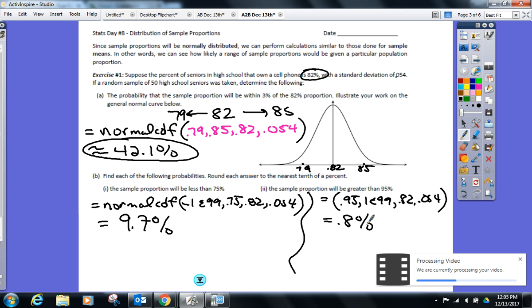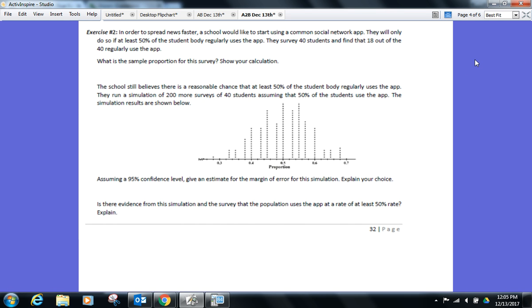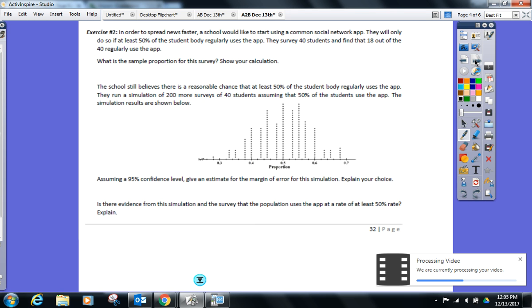Everyone all right? All right, finding that these sample proportions follow the normal curve. Okay, we're almost there.